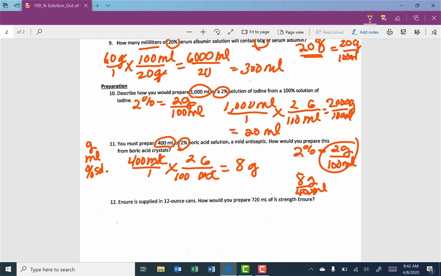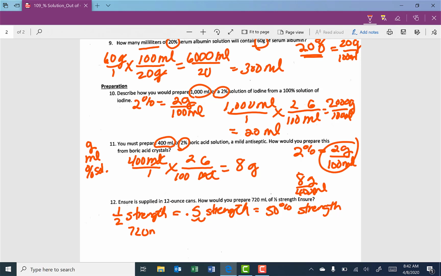Lastly, number 12. Ensure is supplied in 12-ounce cans. How would you prepare 720 milliliters of a half-strength Ensure? A half strength, 1/2 strength. 1/2 is 0.5 strength, which is what percent? Go to the right too. 50% strength. See, that one's a tricky one. I don't like those problems. How would you prepare 720 milliliters?